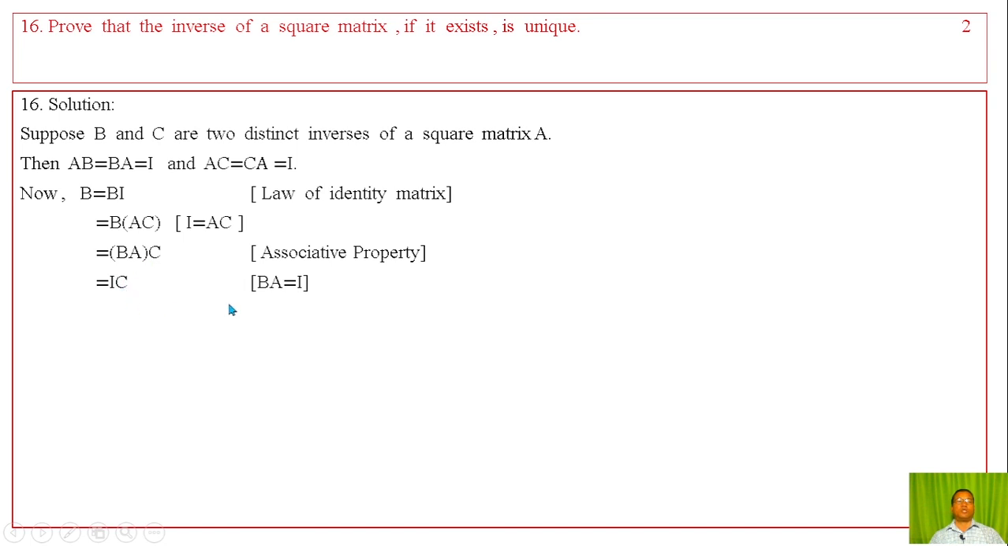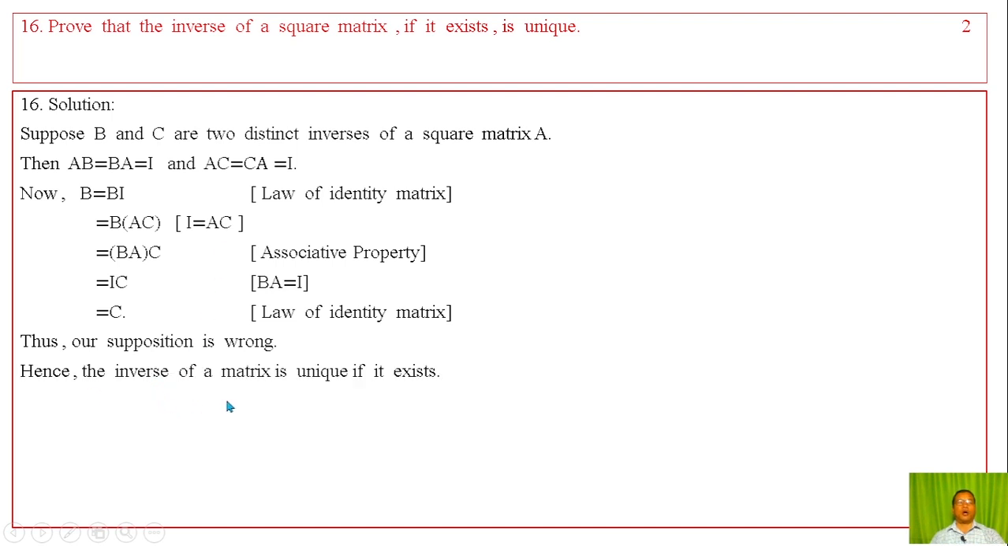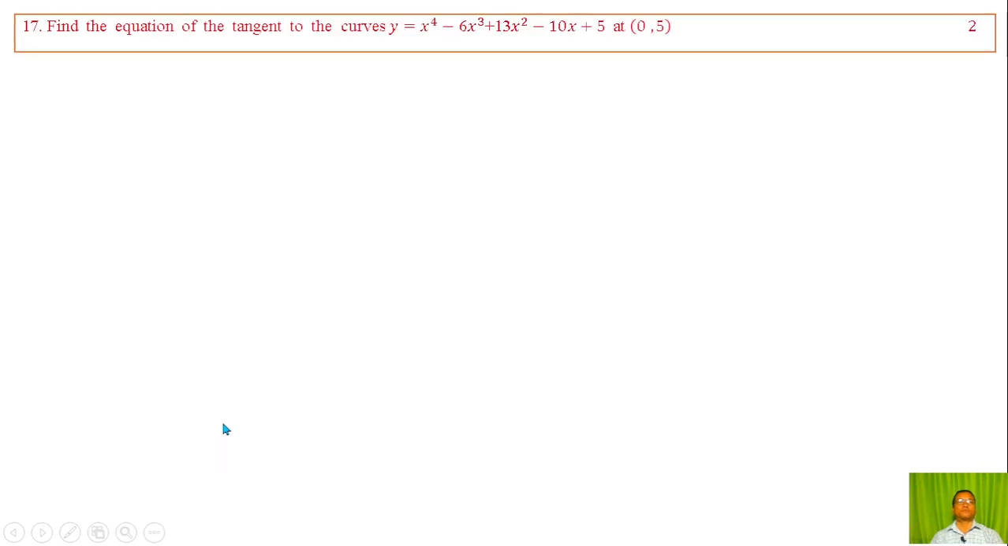Then I into C is C. Now B and C are equal, but we supposed B and C are two distinct inverses of A. Thus, our supposition is wrong. That is, B and C are not different. Hence, the inverse of a matrix is unique if it exists. Hence proved.